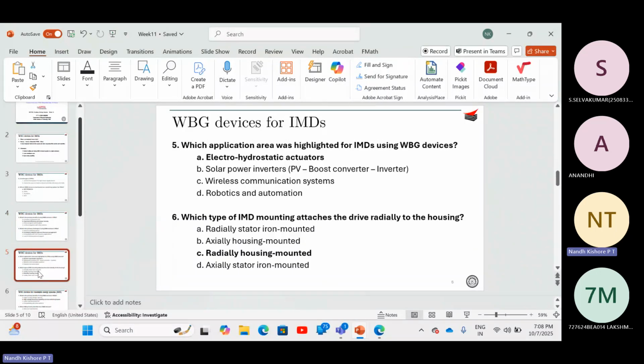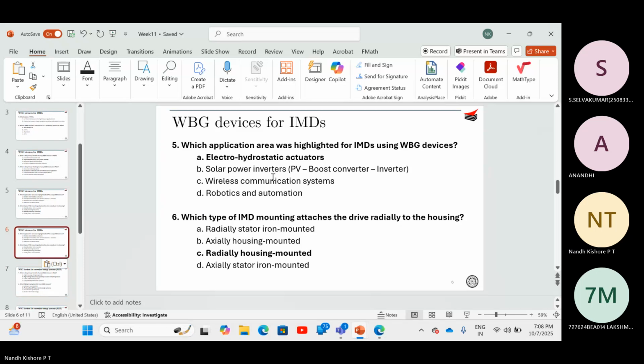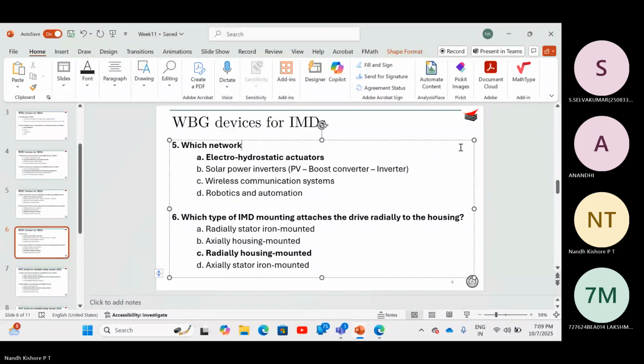So the last question in IMD is, which network protocols?